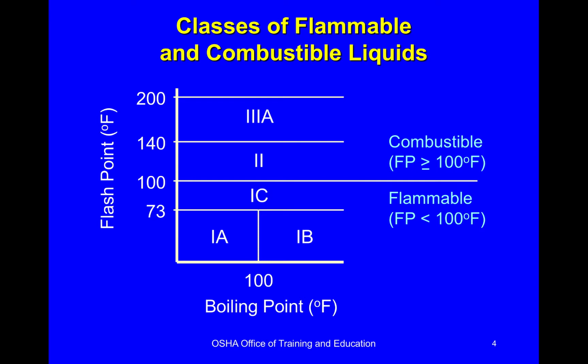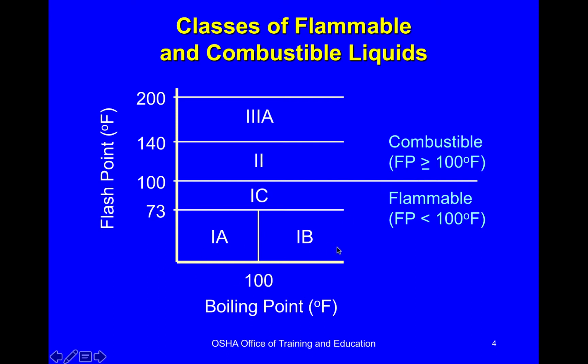So if we take a look at the boiling point versus the flash point, we will see that we have different classes of flammable and combustible liquids. A class 1A, B, or C has a flash point below 100 degrees Fahrenheit. Class 2 or 3A has a flash point greater than or equal to 100 degrees Fahrenheit.